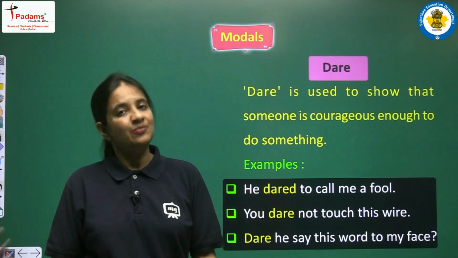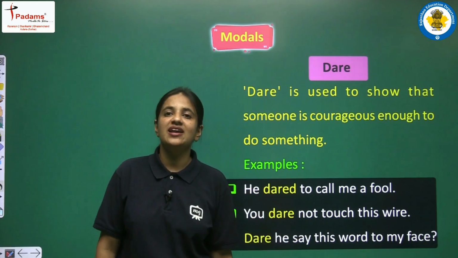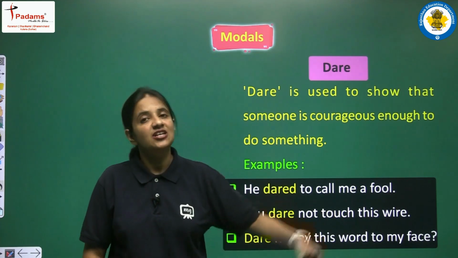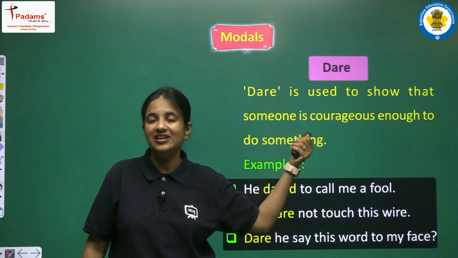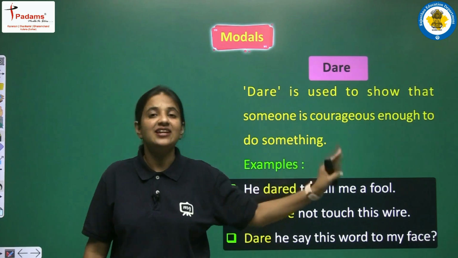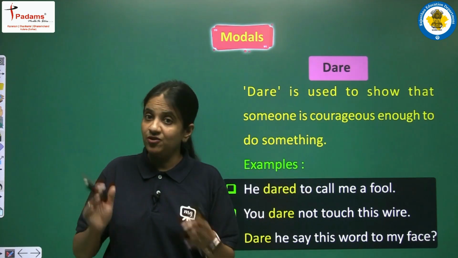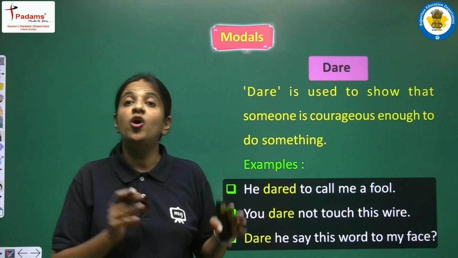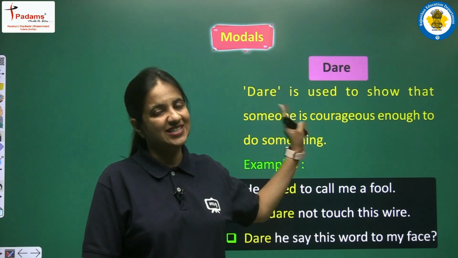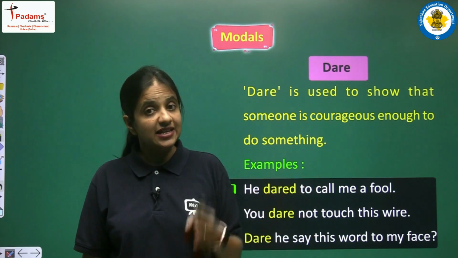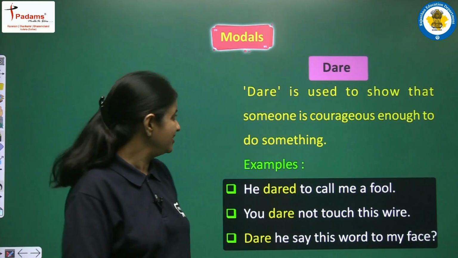Now we have the next modal, or we can say this is the last modal of our list, because we have discussed already that we have 13 modals. So this is the 13th modal, that is dare. Again, dare is a main verb also and it is one of the modal auxiliaries also. So let's see how we can use this word as a modal auxiliary in a sentence.